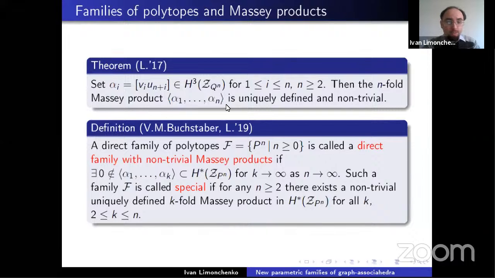And this enabled Buchstaber and myself to introduce the following definition. We call a direct family of polytopes a direct family with non-trivial Massey products if there exists a non-trivial Massey product in the cohomology of ZP_n with the order tending to infinity as the dimension of the polytope tends to infinity. That's a non-void definition because of the previous theorem. The Q family is such a family. Moreover, it's called a special family if for any dimension n, there exists a non-trivial uniquely defined k-fold Massey product for all k between 2 and n.